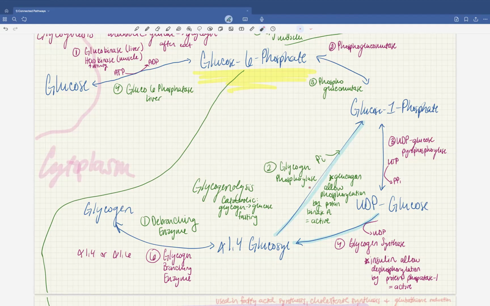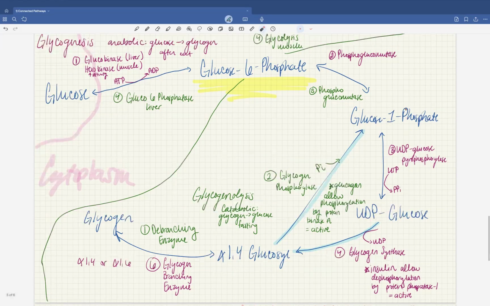So in order to convert into glucose 1-phosphate, the enzyme glycogen phosphorylase is going to be used, and a phosphate group will also be used. So glucagon is going to allow for the phosphorylation of glycogen phosphorylase by protein kinase A, and that's when it's active. So when glycogen phosphorylase is phosphorylated, it's active, whereas when glycogen synthase is dephosphorylated, it is active. And then this is the only irreversible step in glycogenolysis.